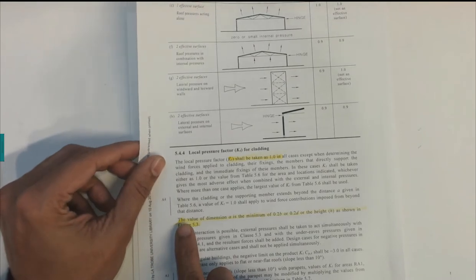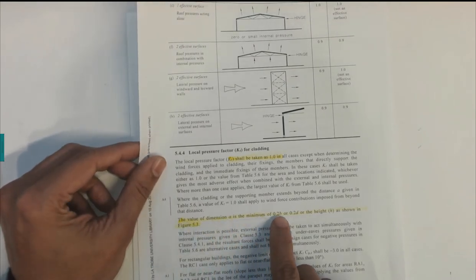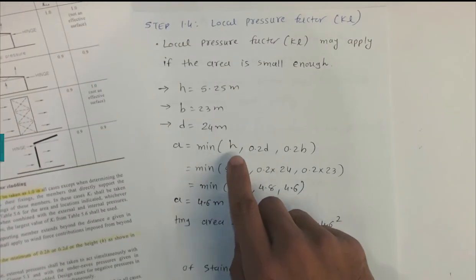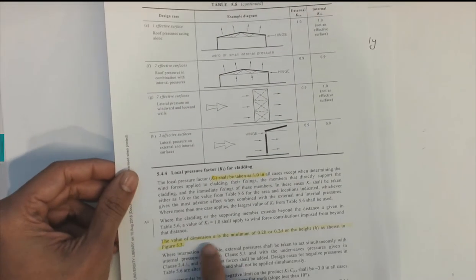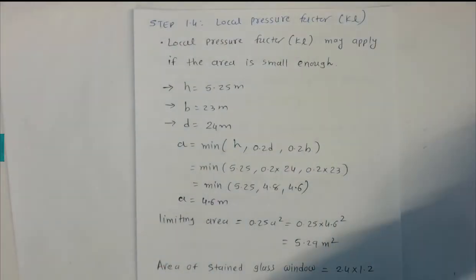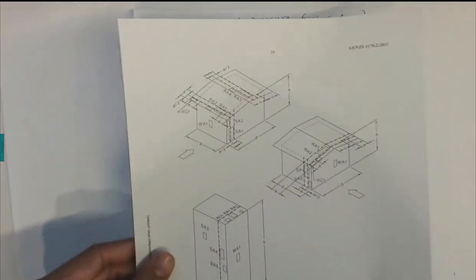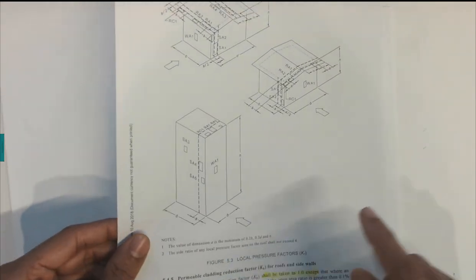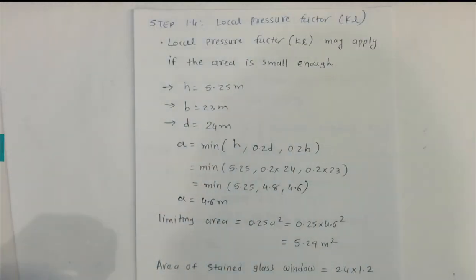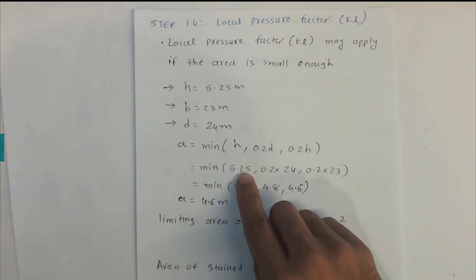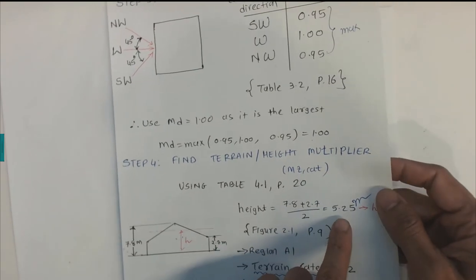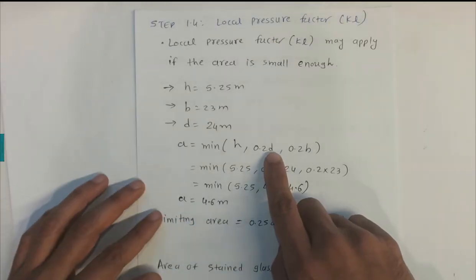It is given that the value of dimension a is the minimum of 0.2b, 0.2d, and the height H, taking from this line. The notation for A, B, D is given in figure number 5.3, on page number 39, which has all the notations for those dimensions. Height we calculated previously as 5.25 meters. Now we need to recognize D and B.